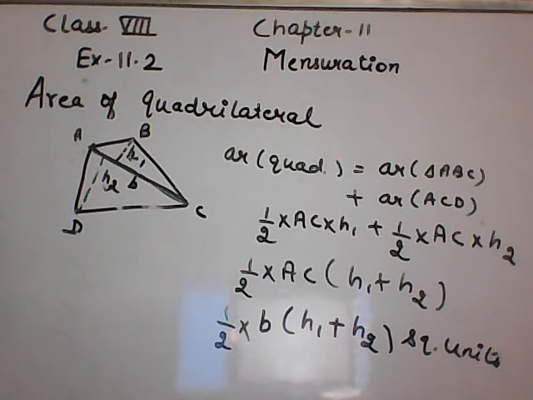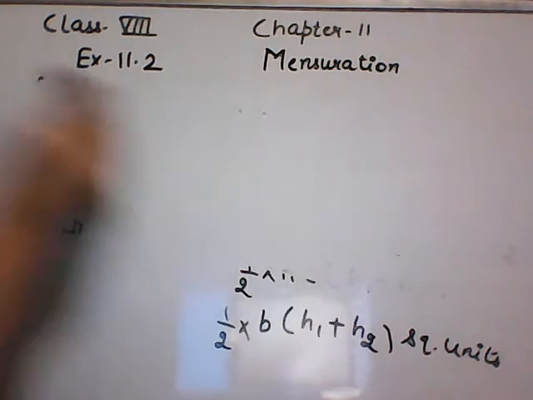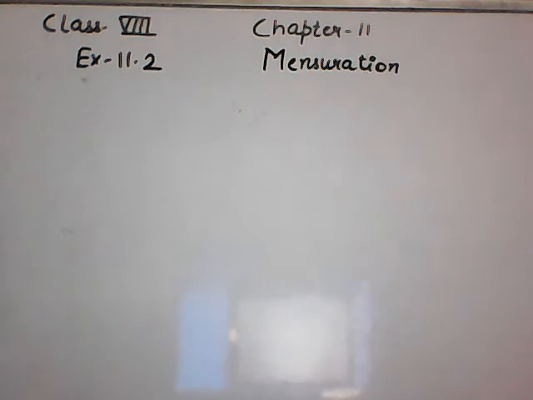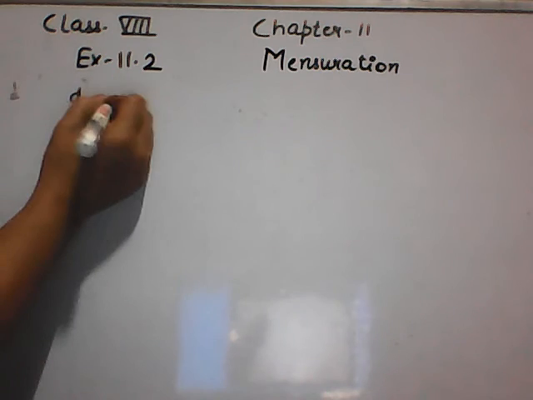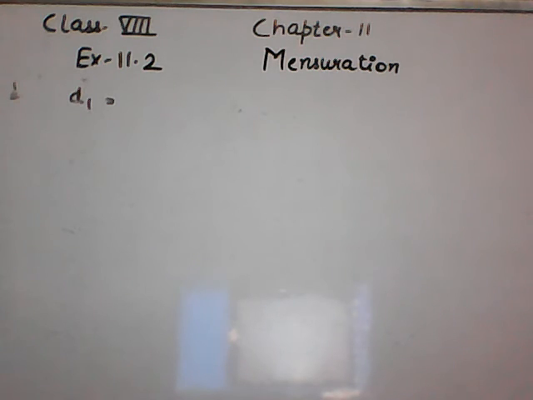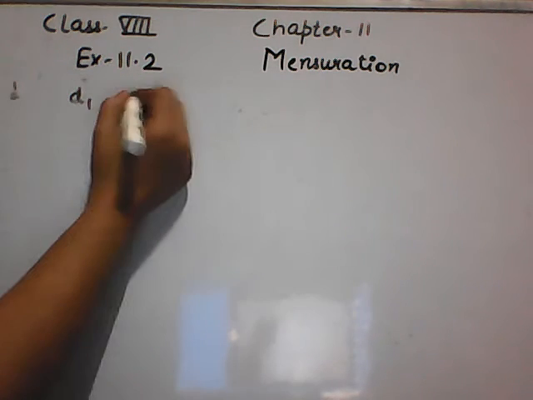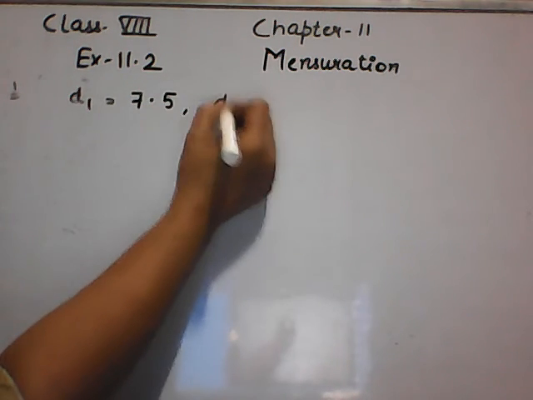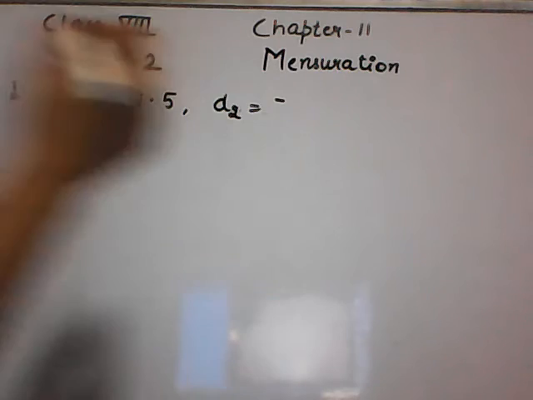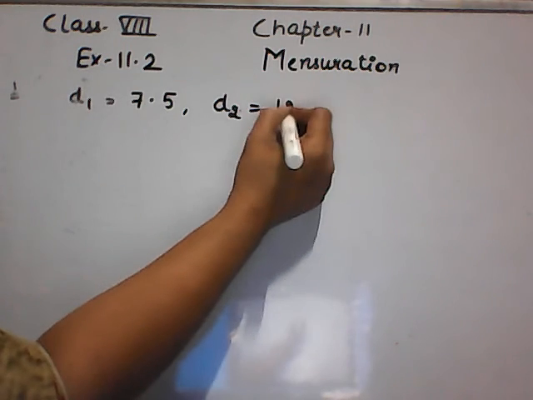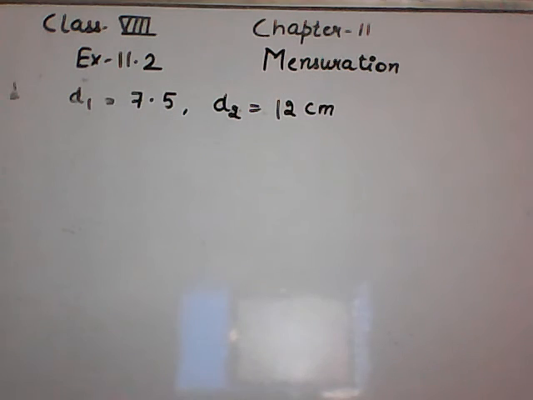Now you have to remember all these formulas for finding the area of quadrilaterals. Let's move to exercise 11.2 with question number 1. In question number 1, it is given that the diagonals of a rhombus are 7.5 centimeters and 12 centimeters. Diagonal 1 is 7.5 centimeters and diagonal 2 is 12 centimeters, and you have to find the area.